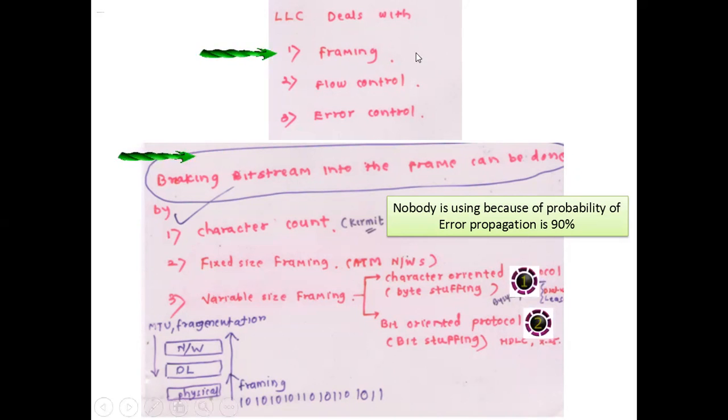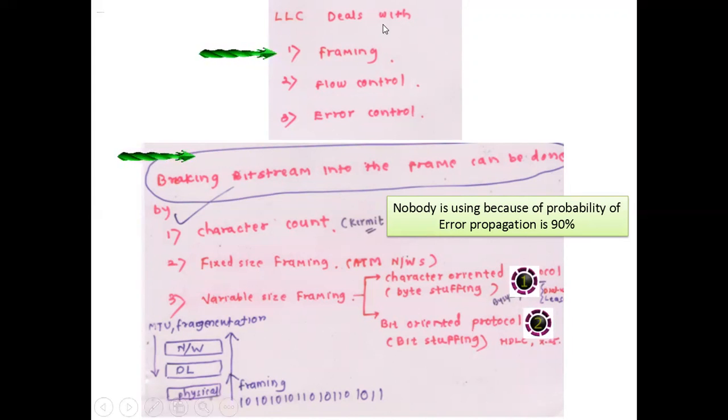Last time we covered the framing techniques. As I told you, whenever a bit stream comes from the physical layer to the data link layer, you have to break that stream into frames. That is called the framing technique. Framing techniques include character count, fixed size framing, and variable size framing. Character count and fixed size framing are not in our syllabus. Variable size framing is in our syllabus, where the character oriented protocol and bit oriented protocol, which we saw last time, use byte stuffing and bit stuffing techniques dominantly for framing.